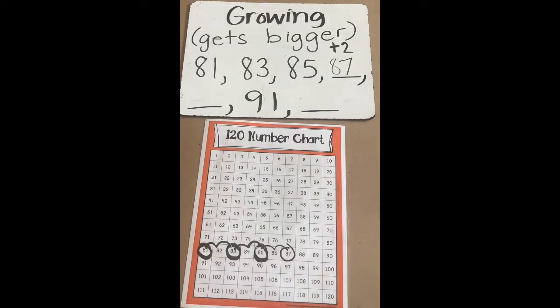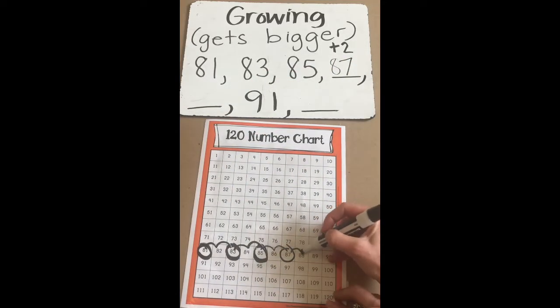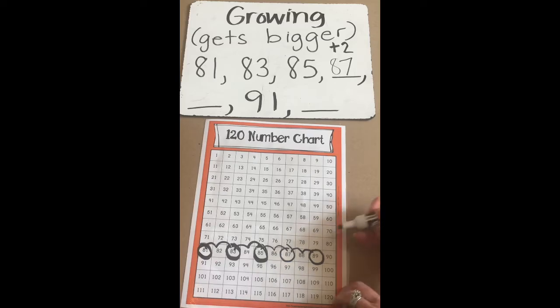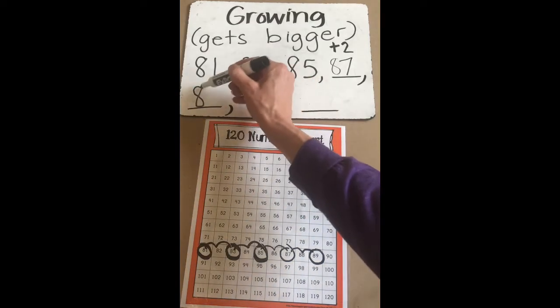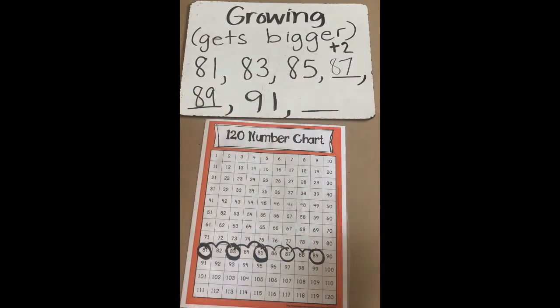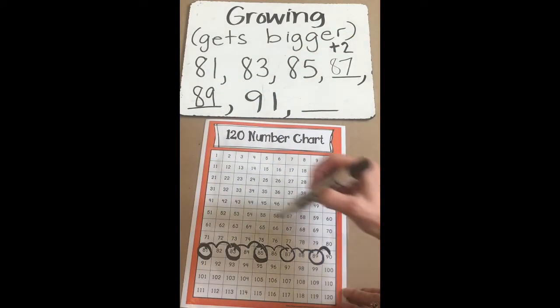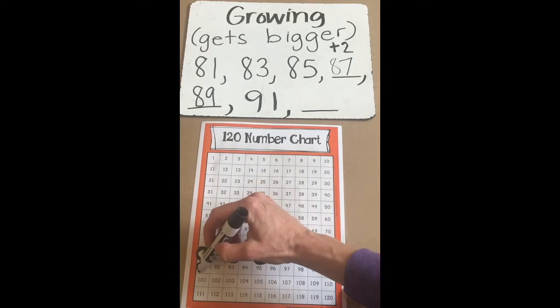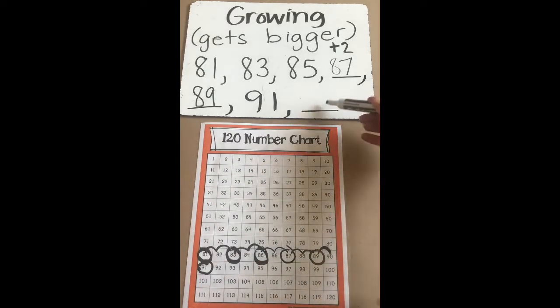Let's use the rule to help us figure out the next number. 1, 2. The next number is 89. Uh-oh, hopefully we're right. Let's see if we hop 2 more or add 2 to get 91. 1, 2. Yep.